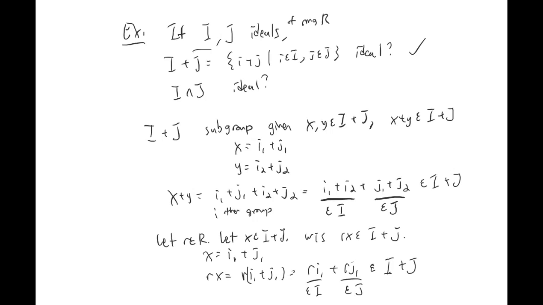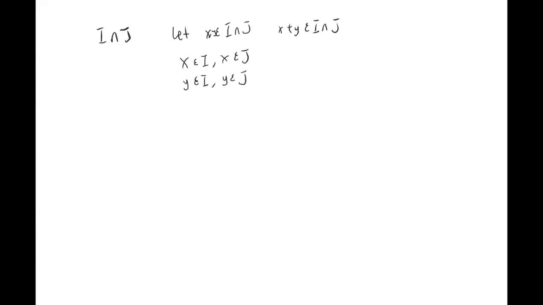Okay, so let's just do this and call it a day. Let's do I intersect J and call it a day. So let x, y be in I intersect J. Then I need to show that it's closed under addition, an additive subgroup, so x plus y is in I intersect J. This is clear because if x is in I intersect J, x is in I, x is in J. And this means y is in I, y is in J.